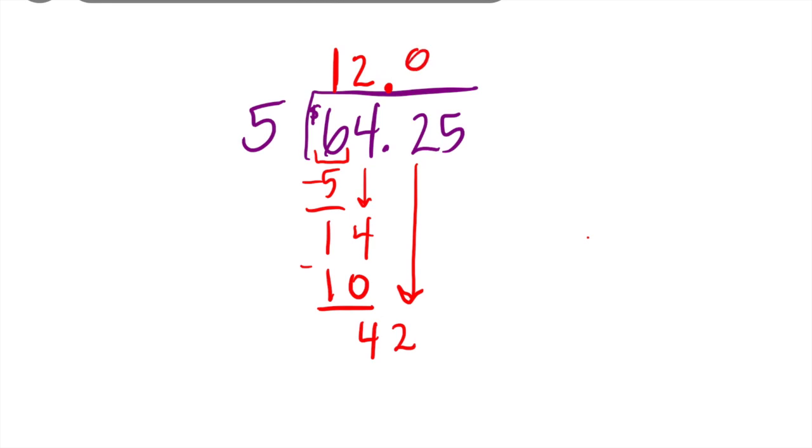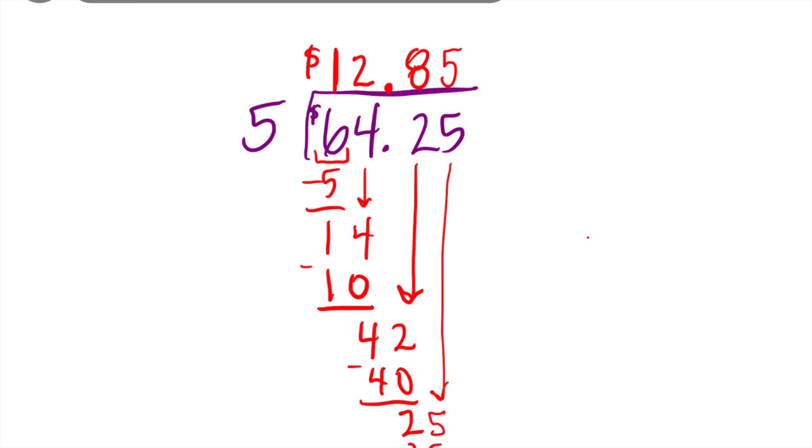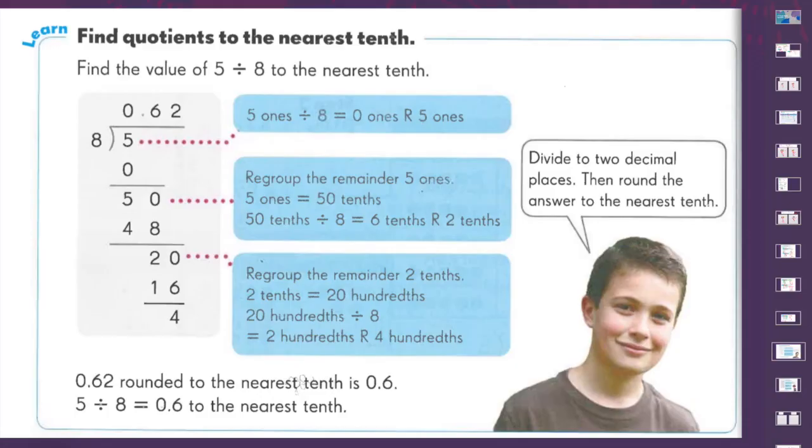42 tenths divided into 5 equal groups gives us 8 in each group, and 8 times 5 is 40, so we have 2 left over. Those 2 tenths are going to be regrouped into hundredths, so that would be 20 hundredths combined with the 5 hundredths that are already there. 25 hundredths divided into 5 equal groups gives us 5 in each group, and nothing left over. So each friend would pay $12.85, or the quotient is $12.85.